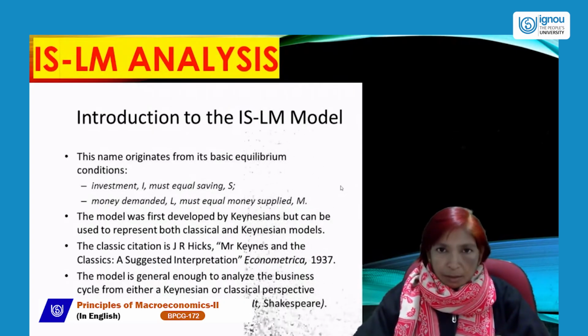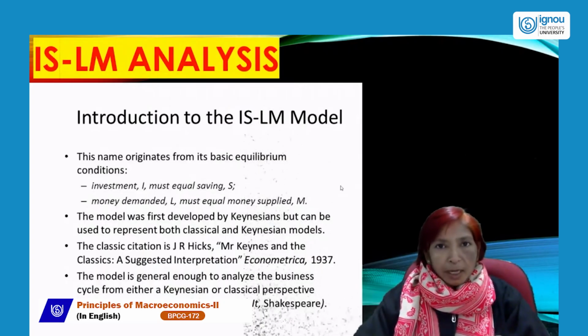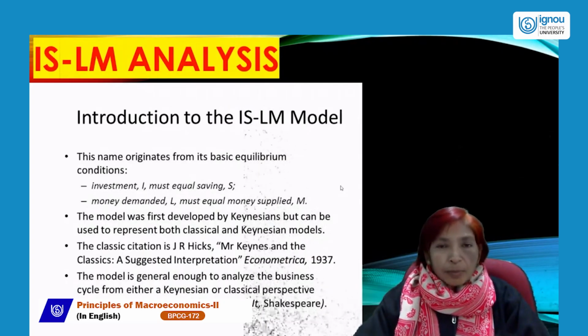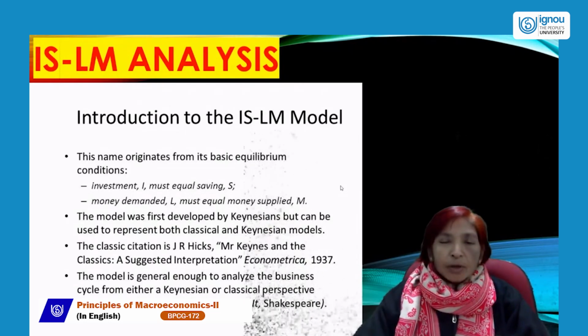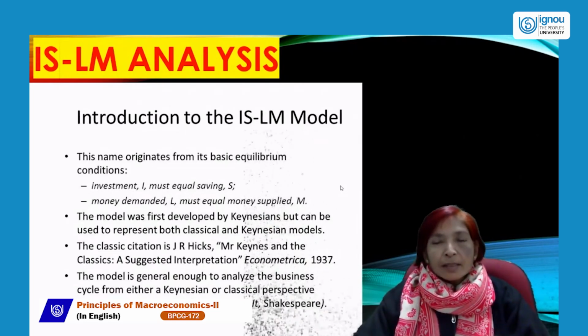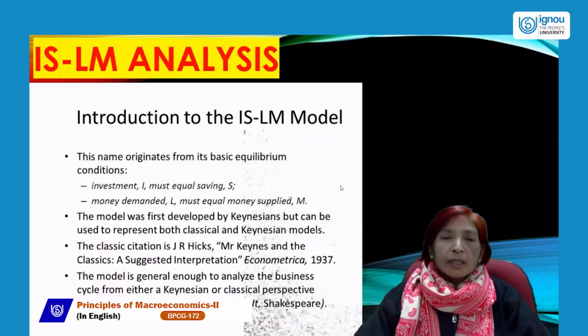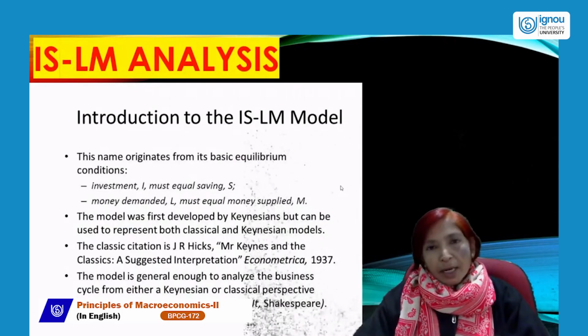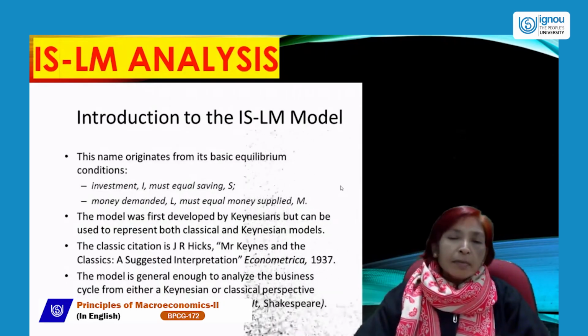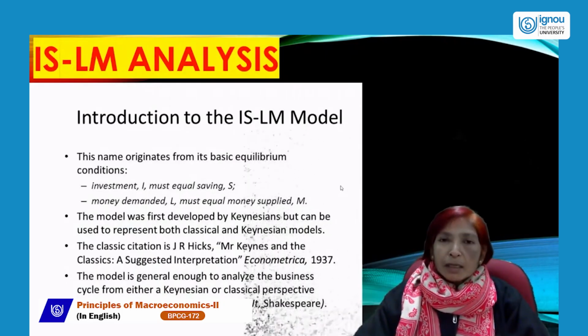So this model was mainly introduced or popularized by Hicks and Hansen. This model is known as the Hicks and Hansen model of determination of the rate of interest, in which IS represents goods market equilibrium and LM represents money market equilibrium.